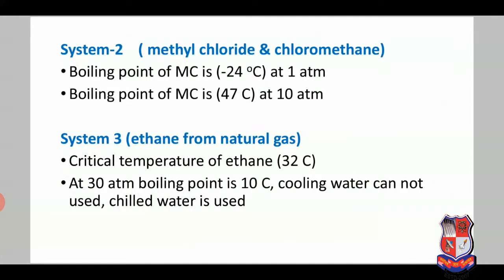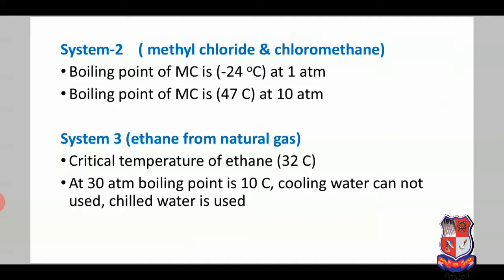Again we are seeing the second system, in which methyl chloride and chloromethane form a mixture which we need to separate. Now methyl chloride is our light component, or we can say our top product, and we want to separate methyl chloride from the top as a distillate. At 1 atmospheric pressure its boiling point is minus 24 degrees Celsius. So it is obvious that we cannot use cooling water. It will not be able to condense this methyl chloride vapor.